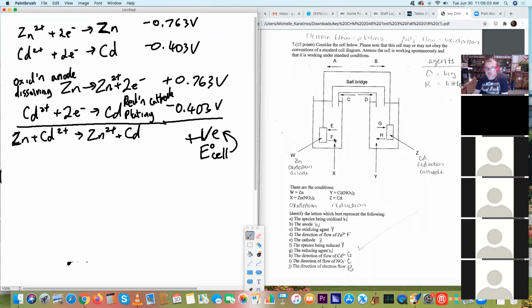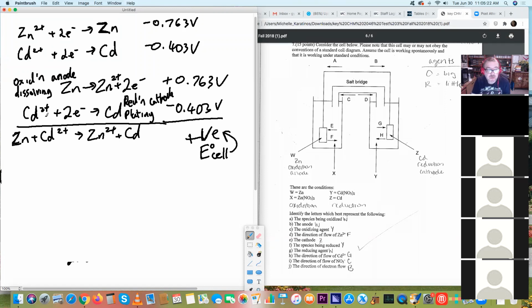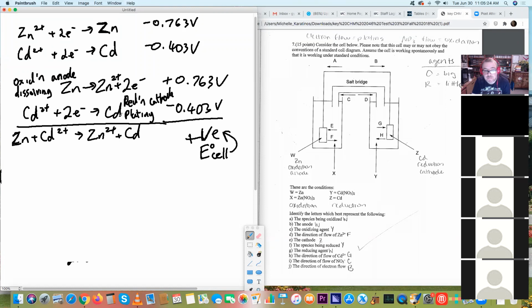The cathode is the other electrode, the one where plating is occurring, and that's going to be the cadmium. So that's going to be Z, not Y, but Z. The species being reduced, this is what I was saying earlier, Miriam. The cadmium 2+ is being reduced to cadmium. So cadmium 2+ is the species being reduced, and that's going to be Y.